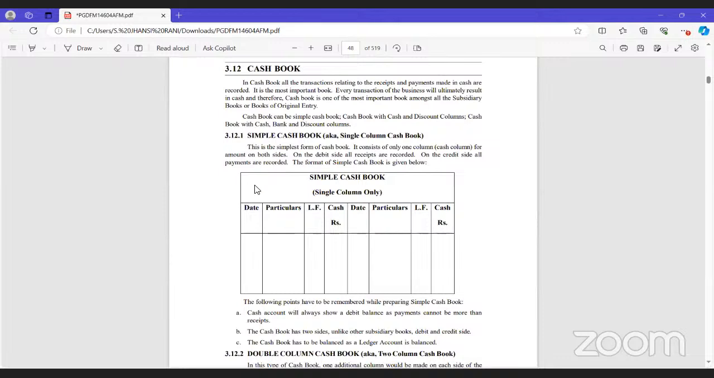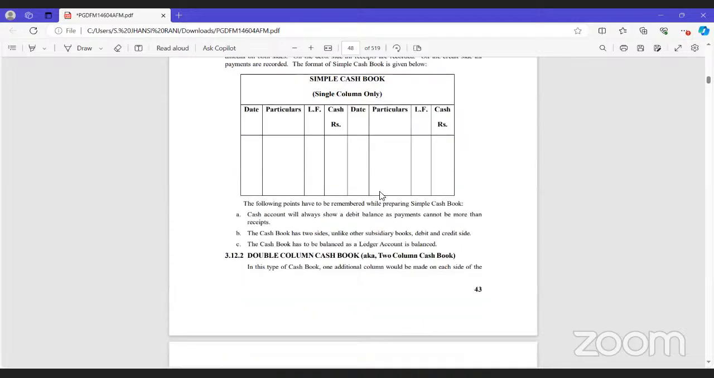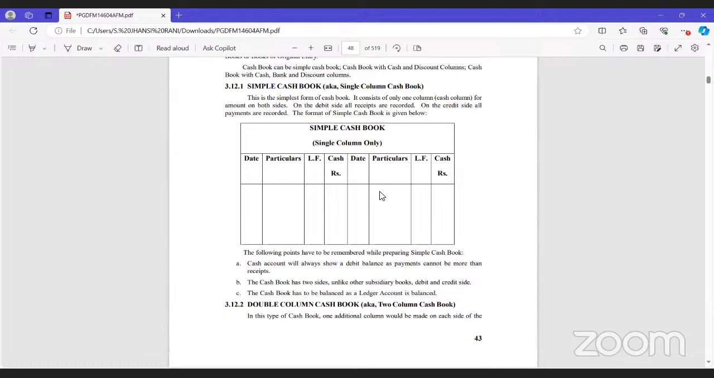And the next comes the cash book. Cash book is the same as the cash account only. How we prepare: date column, particulars, LF number, cash, date, particulars, LF number, amount column. And again same debit, the left hand side we call debit and the right hand side we call credit. And here, cash book means we write only cash transactions.